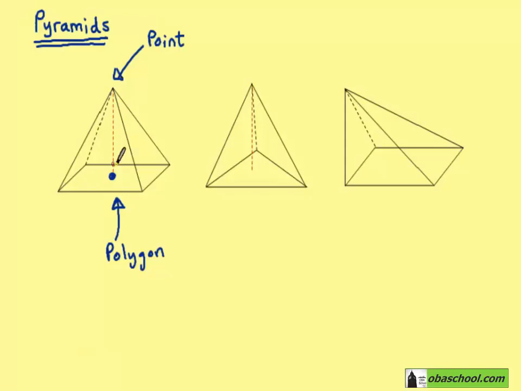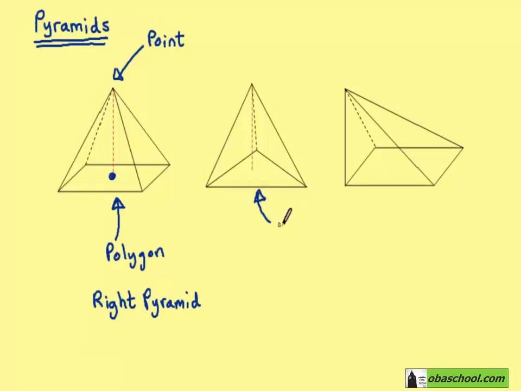If it's vertically above the center of the base, then we have a special type of pyramid known as a right pyramid. As with right angles, there's no such thing as a left pyramid. A pyramid is either a right pyramid or it isn't.